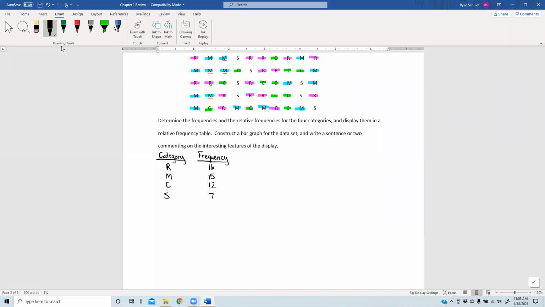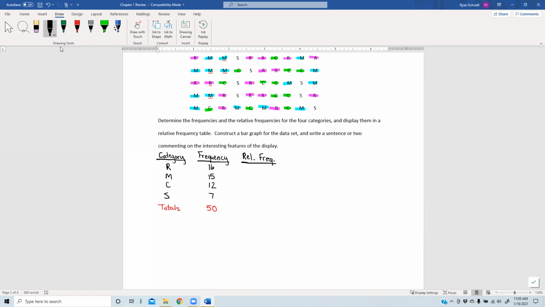Okay, so remember, to do relative frequency, we need to figure out the total number, so that way we know what to divide by. So let's get our total down here. If I add all of these up, I'll end up with 50 doors. And then for relative frequency, we just divide the count by the total.